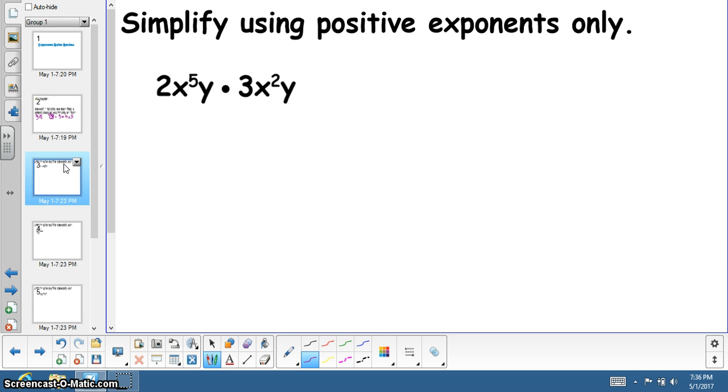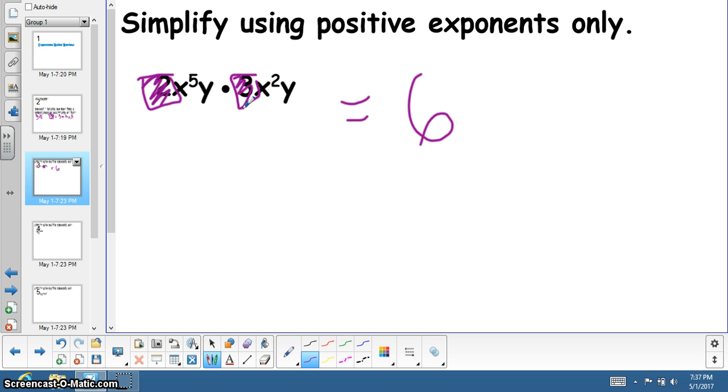Example 1. Simplify using positive exponents only. 2x to the 5th power y times 3x squared to the y. Well, you've already reviewed the rules of exponents, so let's take a moment to see what we need to do. We have basic numbers that are being multiplied. So 2 times 3, that is 6. There's nothing else we need to do with that. Numbers can be multiplied. Numbers can be positive. Numbers can be negative. We are done with that. Mark it out if you need to.